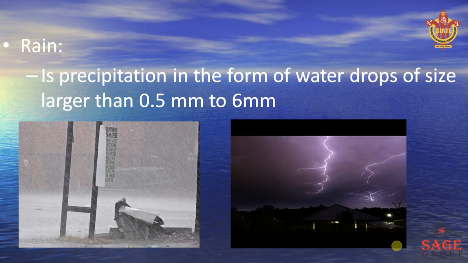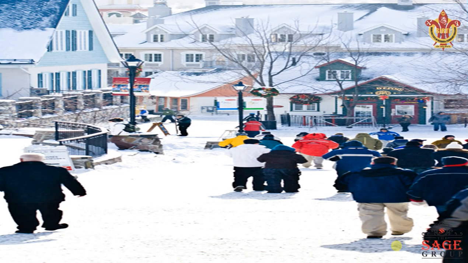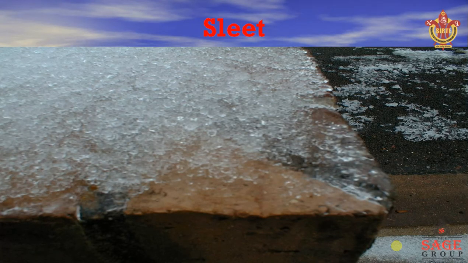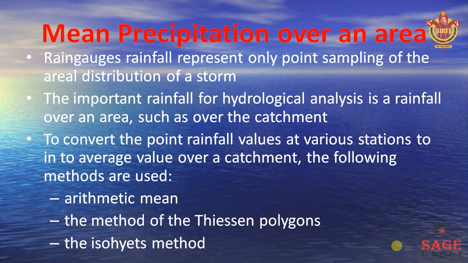The first and most common one that we see is rain. Rain is precipitation in the form of water drops of size larger than 0.5 mm, and it varies up to 6 mm. So this is the most common form of precipitation. Second one is snow, then another picture of snow. Then we have sleet, which is a mixture of water and ice. Then we have hail.